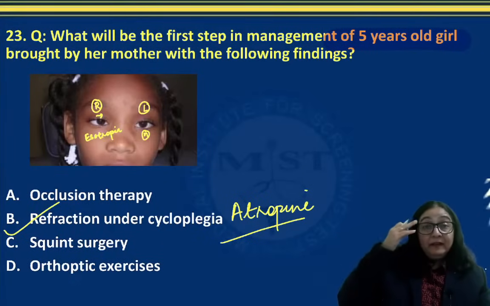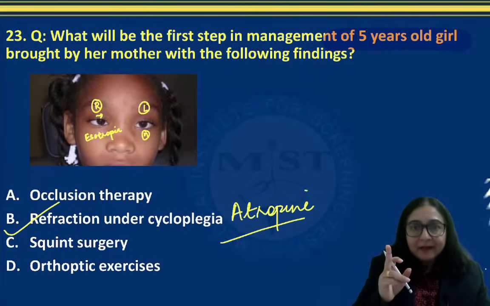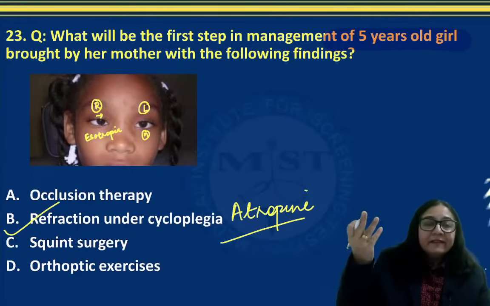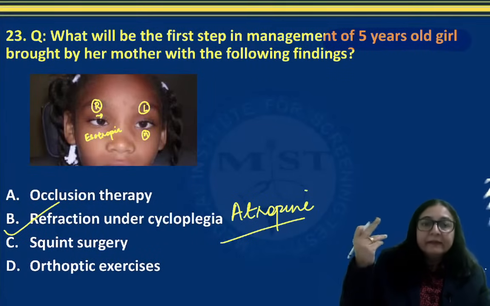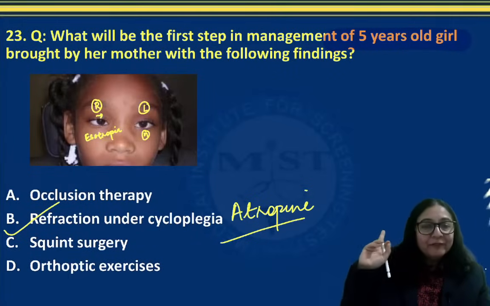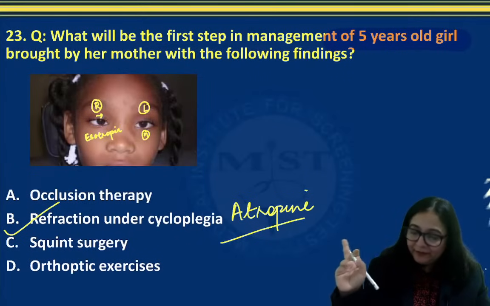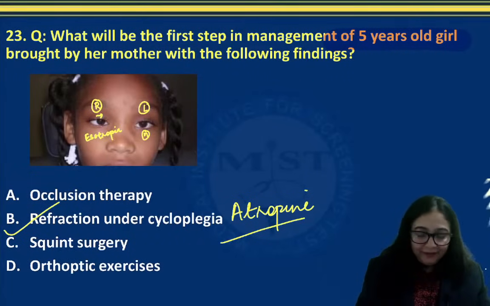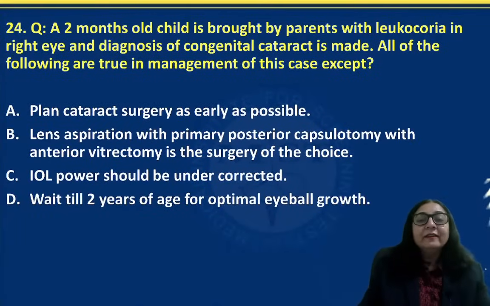And if the squint is not corrected fully by glasses, after a certain age, mostly after the age of 8 or 9 years, then you might require squint surgery. But the first step will be refraction under cycloplegia. So I hope I'm clear here. Fine? Good. Moving to the next question.